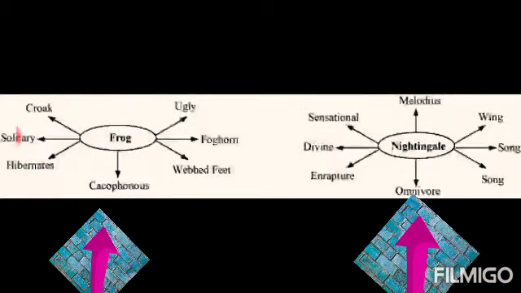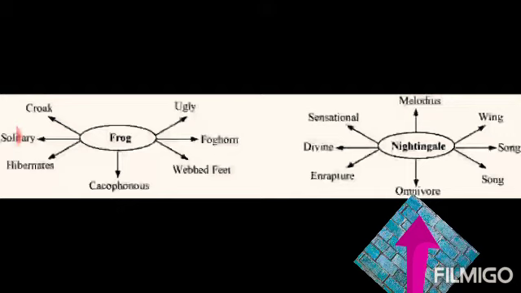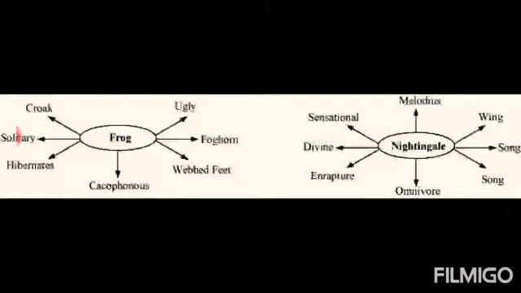As I was telling you, there are 2 major characters in the poem. One is the frog and one is the nightingale. This is one example of graphical representation, where I have shown the several traits of the frog and the nightingale, and it looks very interactive and easy to learn. This is how we prepare graphical representation. Now let's see one more example of graphical representation and pointers.